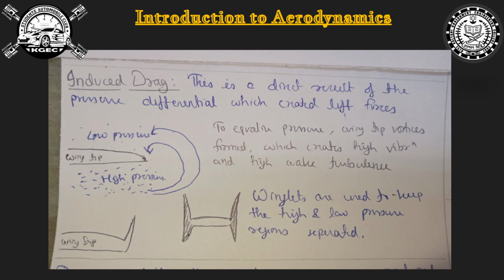Alright. Okay, now let's talk about the other type of drag, which is induced drag. This type of drag is a direct result of the pressure differential which created the lift force, and hence it depends on the lift force created. That is why it's called induced drag. This was induced because of the lifting component.